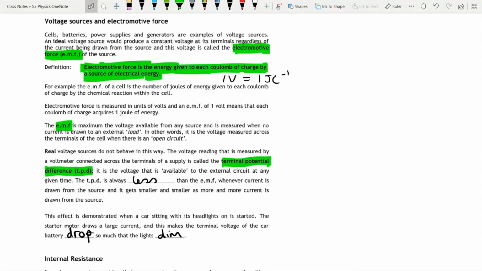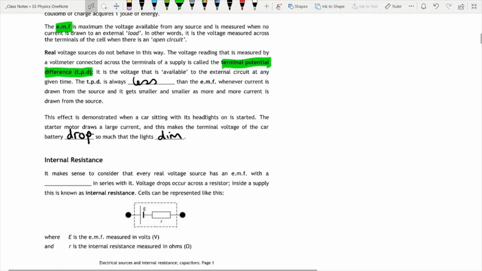So EMF is the total voltage that you could get out if it was perfect. The TPD is the voltage that does come out and gets applied to the circuit. The internal resistance is that sort of imaginary resistor that's inside a power supply. We basically say that the power supply, a battery itself or a cell itself, has a little resistance inside of it as well. So it makes sense to consider that every real voltage source has an EMF with a resistor.